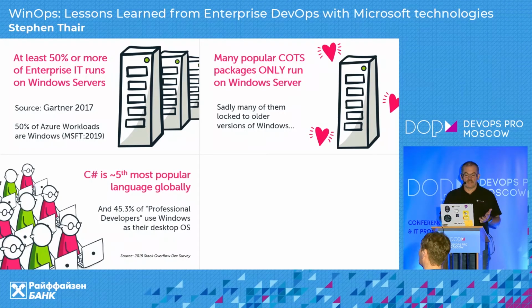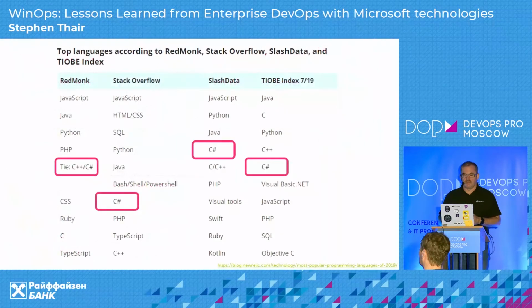C# is still the 5th most popular language globally, and 45% of professional developers, as measured on the Stack Overflow survey, use Windows as their OS desktop. And then when you look at the stats for C#, it's sort of 5th, 6th, or 7th, depending upon which survey. So there are a lot of people still using C# as their primary language. And whilst C# is now cross-platform, because .NET Core is cross-platform, there are still many features which are only really available if you're using Windows as your hosting thing of choice.